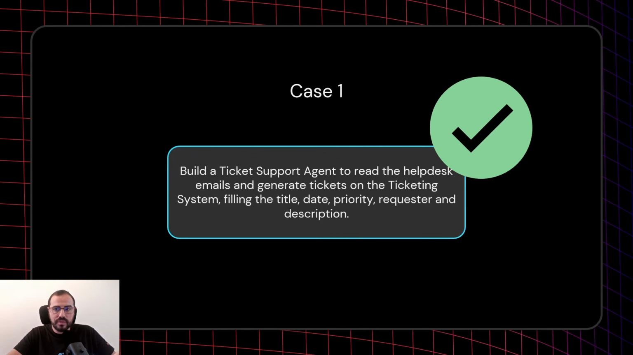But also a very important thing is that we are asking it to read something unstructured and then convert it to something structured. If we look into OutSystems, that is a structure that has a title attribute, a date, a priority, a requester, and a description. So this is also a very good use case for AI: the conversion of unstructured data to structured data.